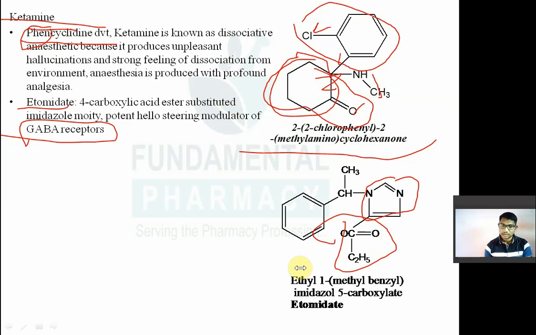व्हाट इज द केमिकल नेम और IUPAC नेम ऑफ दिस इंटरमीडिएट? So ethyl 1 methylbenzyl imidazole 5 carboxylate. Okay, imidazole 5 carboxylate. तो नाइट्रोजन 1, नाइट्रोजन 3, 1 2 3 4 5, ये कार्बन नंबर हो गया 5. 5 कार्बोक्सिलेट, कार्बोक्सिलिक एसिड का ईस्टर है इसलिए कार्बोक्सिलेट.